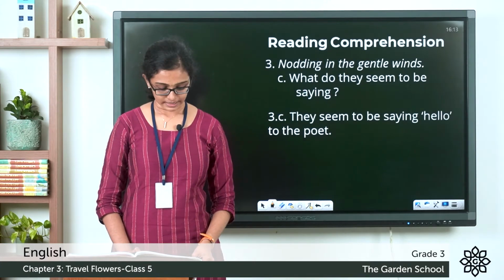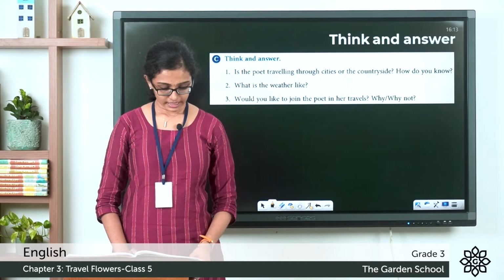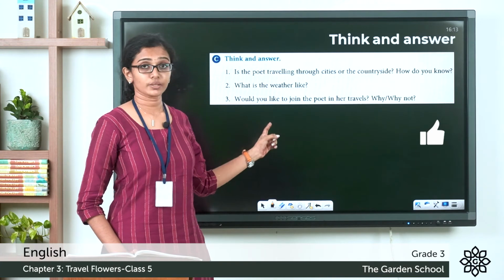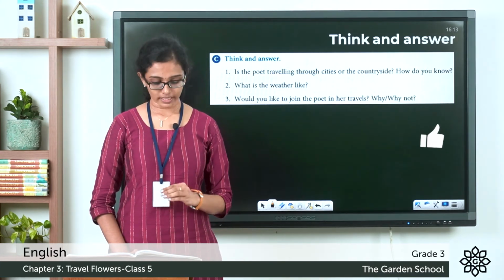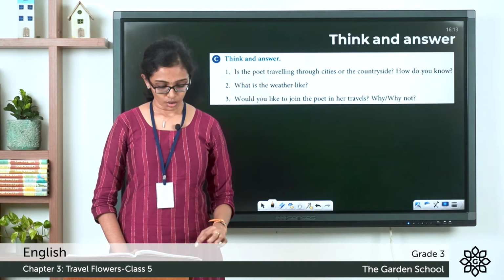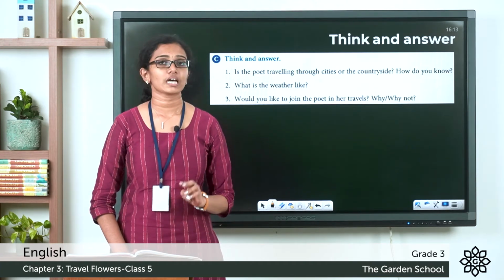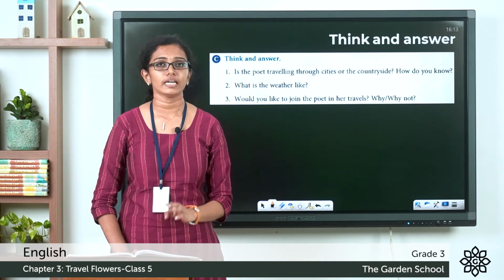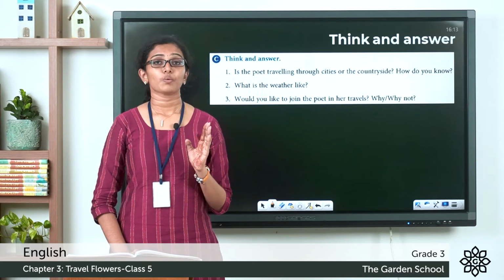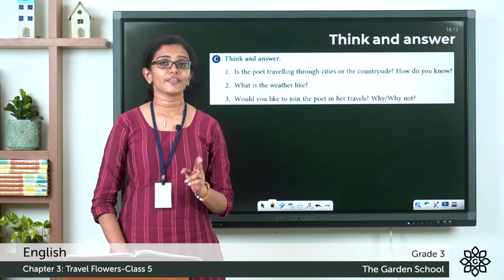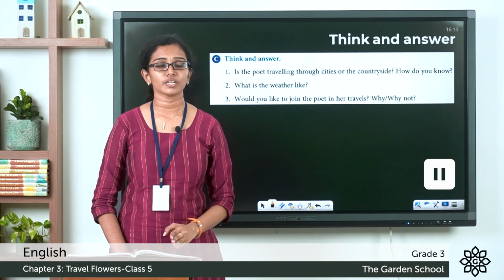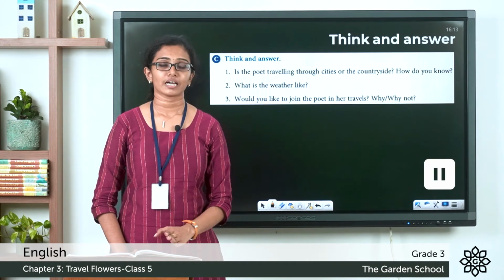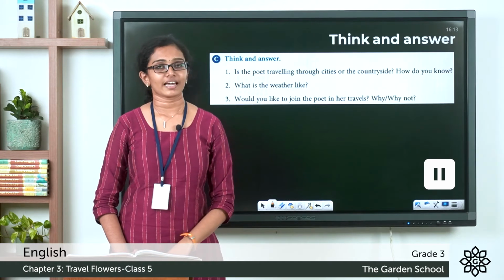Think and answer. In section C, you can see 3 questions and you're asked to think and answer. Children, you can do this as an activity now. Go through these 3 questions, read each question carefully and think about it. And what you think is the answer, that you write in your notebook. Do this activity now, pause the video, finish it and come back. And once we come back, let's discuss the answers.